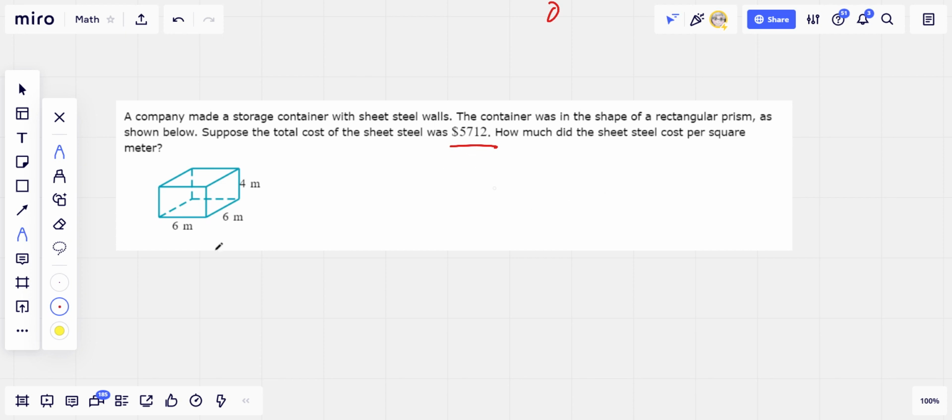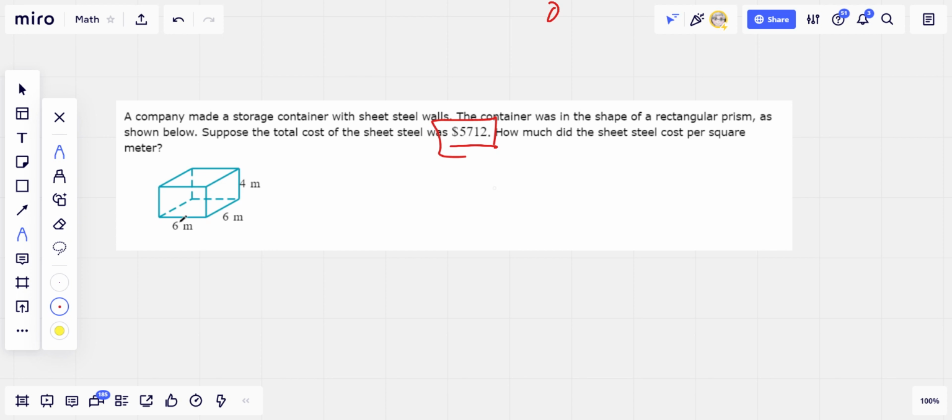So what this is saying is making this box cost this much. That's how much that box cost. That's really expensive. I didn't know sheet steel was... Well, I guess this is meters, 6 meters by 6 meters by 4 meters. That's a big box. Maybe that's how it works. And we want to know the cost per meter of the sheet steel. So I think what we need to do is figure out how many square meters are in this box, the surface area of this box. And then if we divide the cost by that, we should get the cost per square meter.